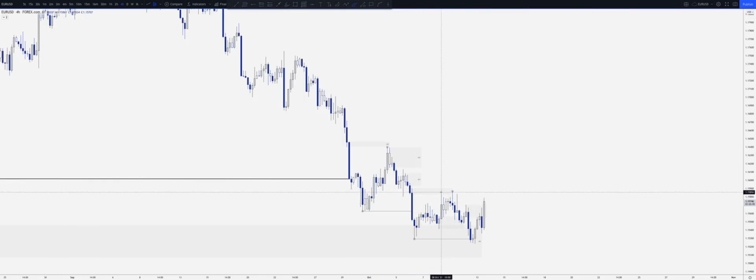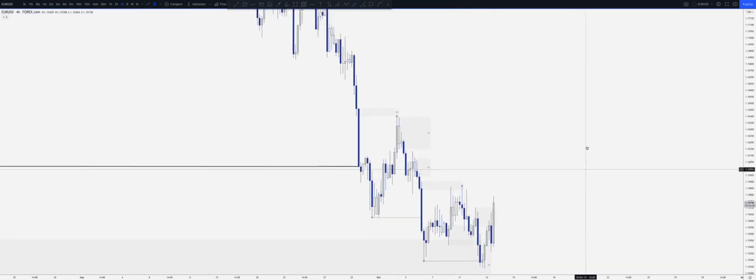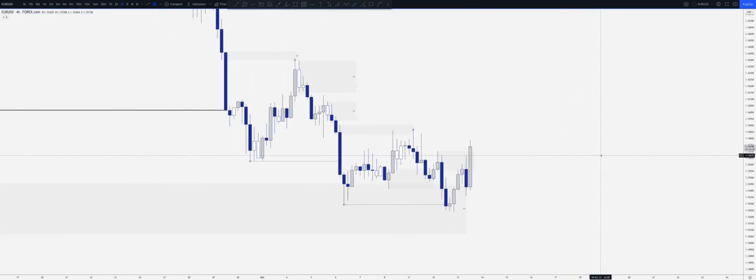Coming into Monday, we ended up sweeping that high that formed on Friday. We swept the high into that first supply zone, and that was enough for price to eventually, it took until late on Tuesday during the New York session, to break and close below that 4-hour low. So that's very simply, let me zoom in a little bit more, pretty much what went down on the 4-hour chart the first few days of the week.